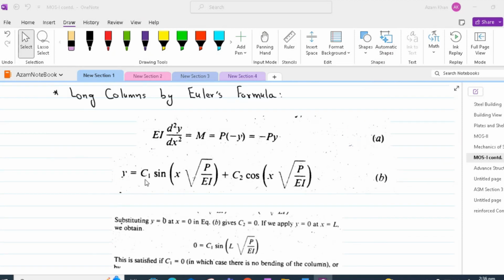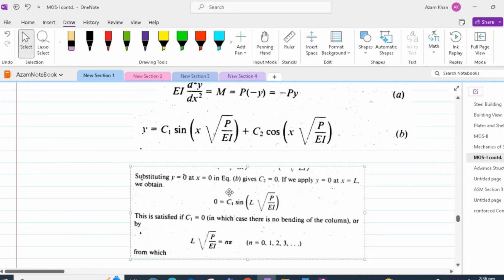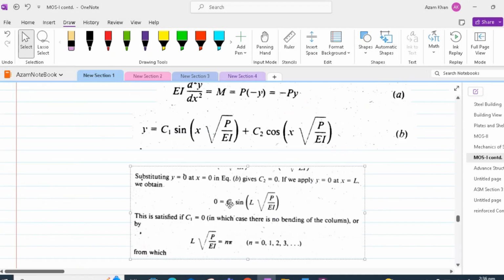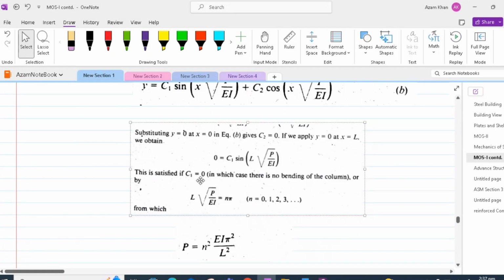In order to work out the constants C1 and C2, we can substitute y equal to 0 at x equal to 0, as we can see from our column. Plugging the values will give us C2 equal to 0. Similarly, at y equal to 0 at x equal to L, that will give us C1 either equal to 0, in which case there won't be any bending of the column, or L times square root P over EI equal to n pi, where n is equal to 1, 2, 3, and so on.